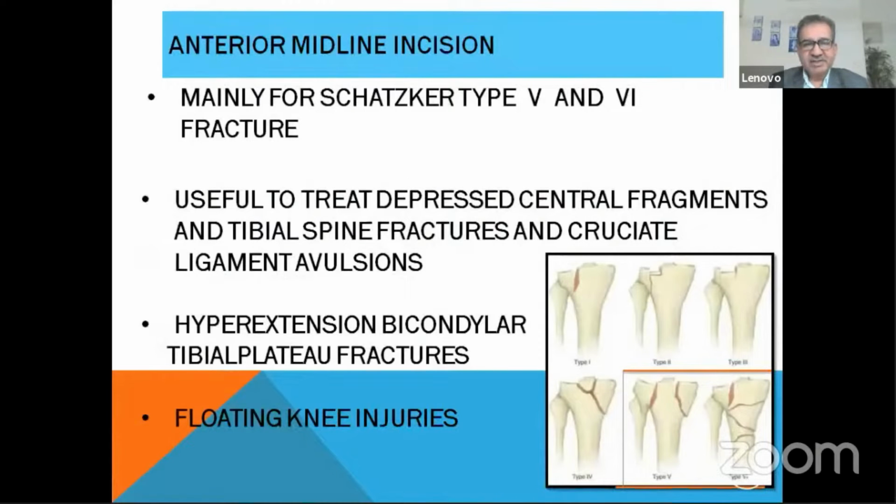So mainly I will be discussing these four indications: Schatzker type 5 and 6 fractures, but not much posterior involvement. Then it is useful to treat the depressed central fragment, tibial spine fracture, and cruciate ligament avulsion, and hyperextension bicondylar tibial plateau fractures. Probably this is the best approach for these fractures. And floating knee injuries are actually a relative indication.